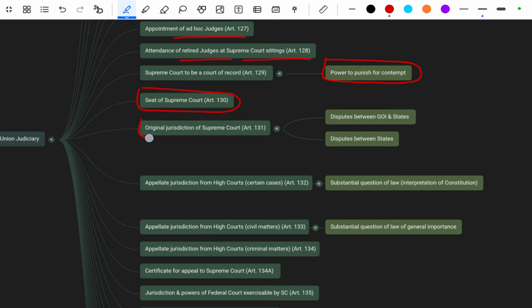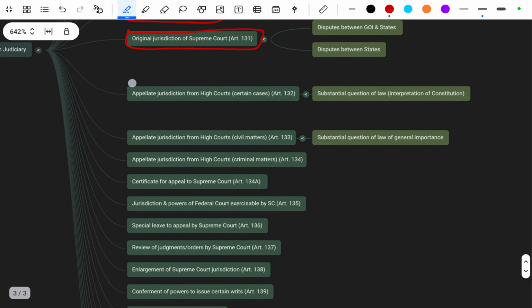Next is the original jurisdiction of the Supreme Court under Article 131. So basically, what is the original jurisdiction of the Supreme Court? It is the dispute between the government of India and a state, or a dispute between two or more states. That is the original jurisdiction.